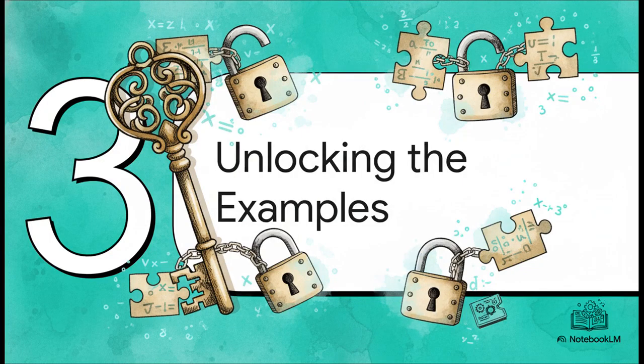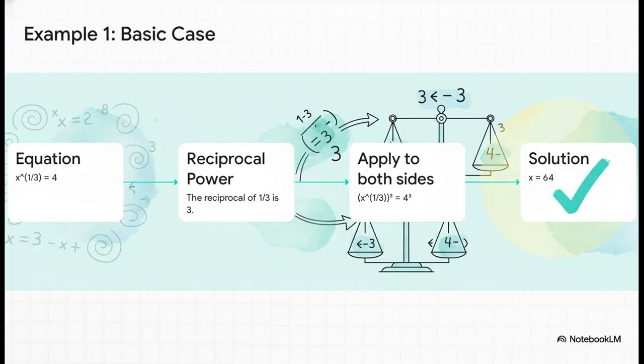Let's put our new key to the test, shall we? It's time to unlock a few of these puzzles. We'll start with a nice easy one, and then we'll add a few twists and turns. First up, x to the 1/3 power equals 4. Okay, so what's the reciprocal of 1/3? It's just 3. So we raise both sides to the power of 3.